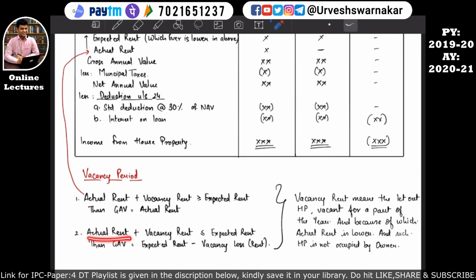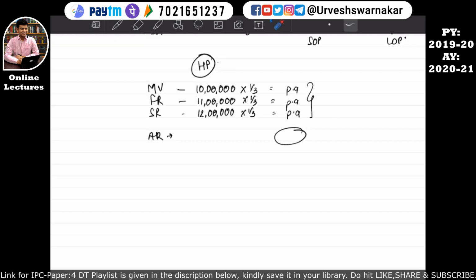But if the actual rent plus vacancy rent is less than expected rent, then the gross annual value will be equal to the expected rent that we have calculated in our table minus vacancy loss. So let's understand it with an example.